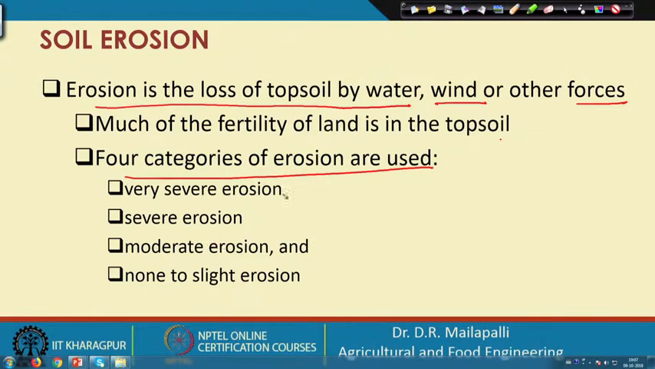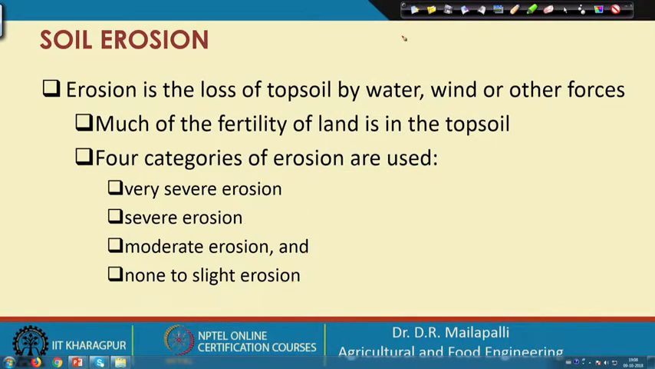The first one is very severe erosion, mostly gullies. Very severe erosion means the lands are very steep, and you mostly see it in the last classes, 7 and 8. Then severe erosion, moderate erosion, and none to slight erosion. Under these classes we can put land based on the particular erosion factor.